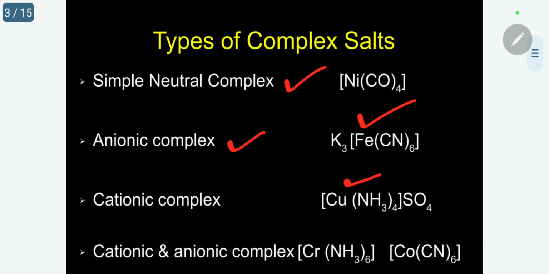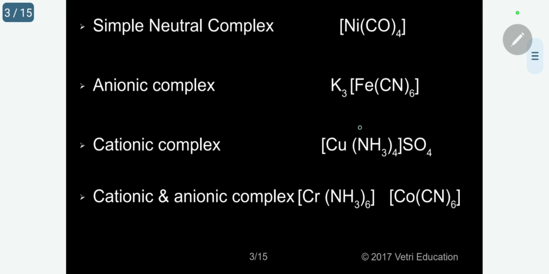And both cationic and anionic complex. In this case, [Cr(NH3)6][Co(CN)6]. Here chromium is acting as a cation and cobalt acting as an anion. Kindly follow. These are the types of complexes.